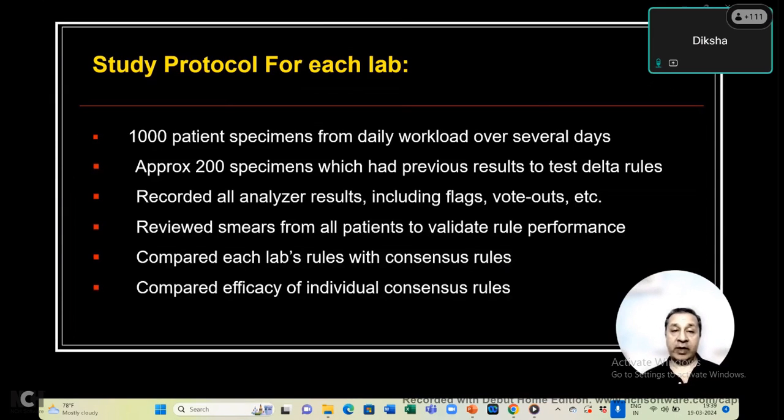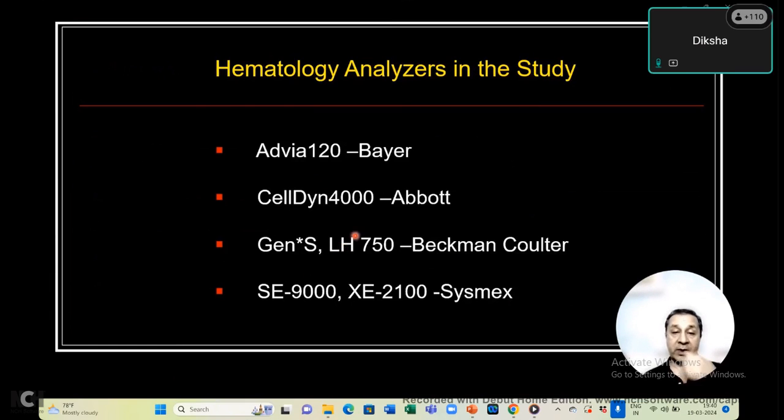So what they followed was 1,000 patient specimens from daily workload over several days, and approximately 200 specimens which had results the previous day, for the Delta results. All the results were analyzed for flags, vote outs, etc. And they compared each lab's rules to consensus rules and compared the efficacy of individual consensus rules. These were the four sets of company analyzers which were used in this case. You had Advia 120, Celldyne from Abbott, Jennison 750 from Beckman Coulter, and XE 2100 from Sysmex. And these were the four companies whose instruments were used in this study.